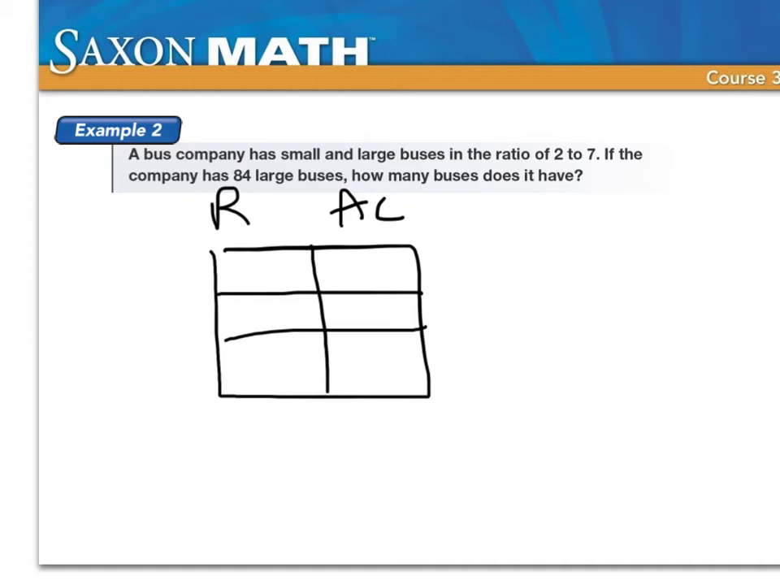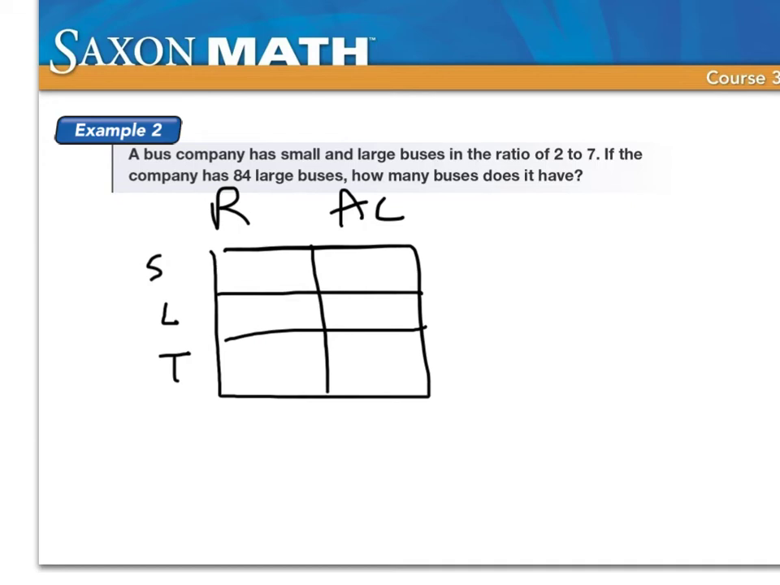And now we need to label the things that we are comparing. Well, I know it says the bus company has small buses and large buses in the ratio 2:7. So I know I'm comparing small buses and large buses. And then, of course, in the bottom now we have a spot for the total number of buses. This bottom row is always going to be for your total. Okay, the third row is always for the total.